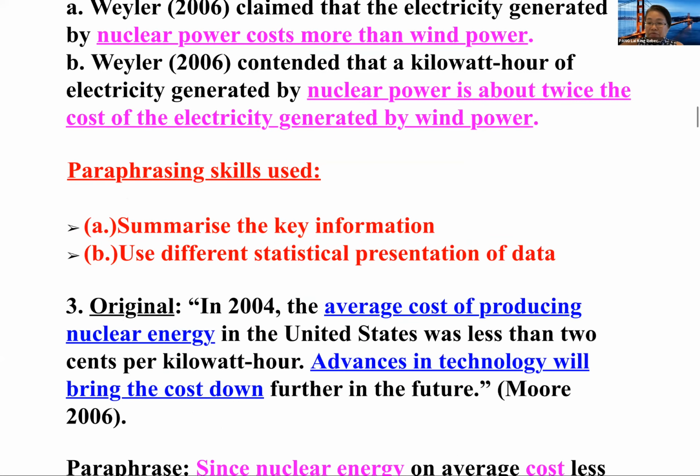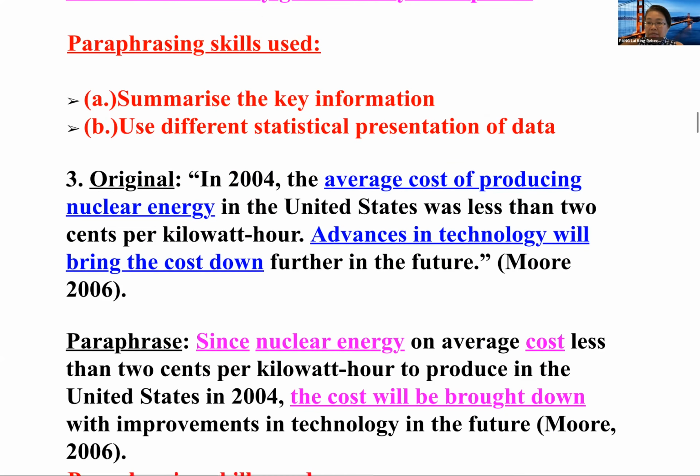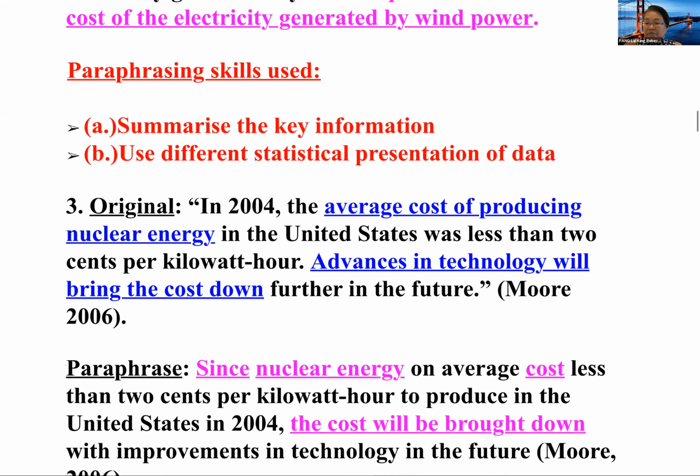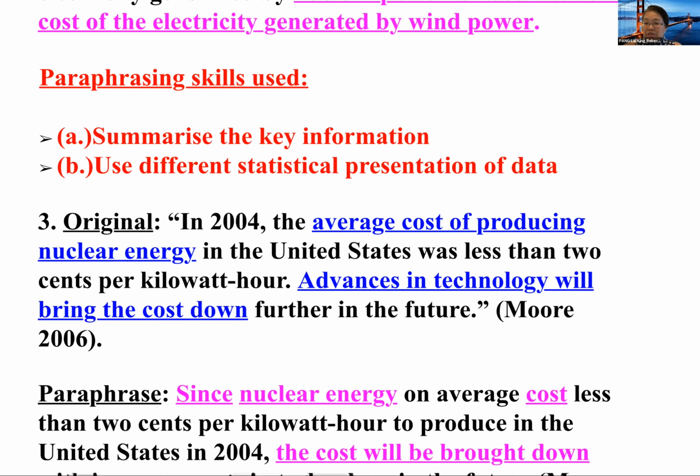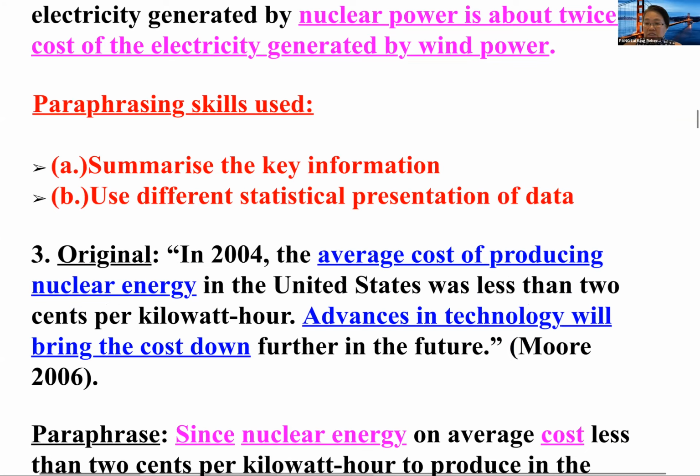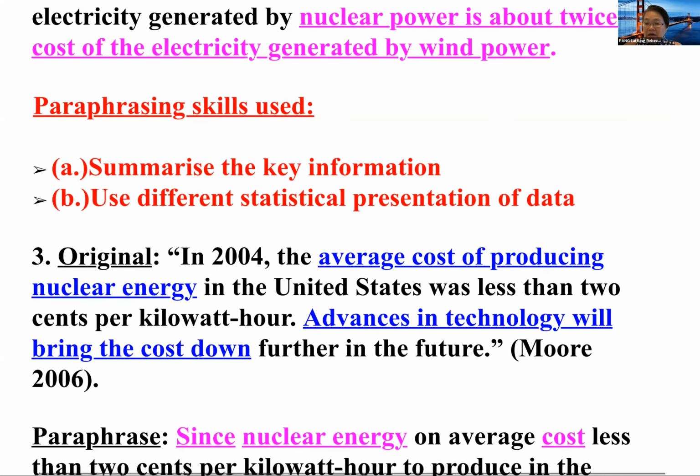And look at number 3 here. All right, now number 3 in the original sentence as this, you have 2 original sentences. So in 2004, the average cost of producing nuclear power in the United States was less than 2 cents per kilowatt hour. Advances in technology will bring the cost down further in the future. So if you look at these 2 sentences, actually, you can see the kind of cause and effect pattern.